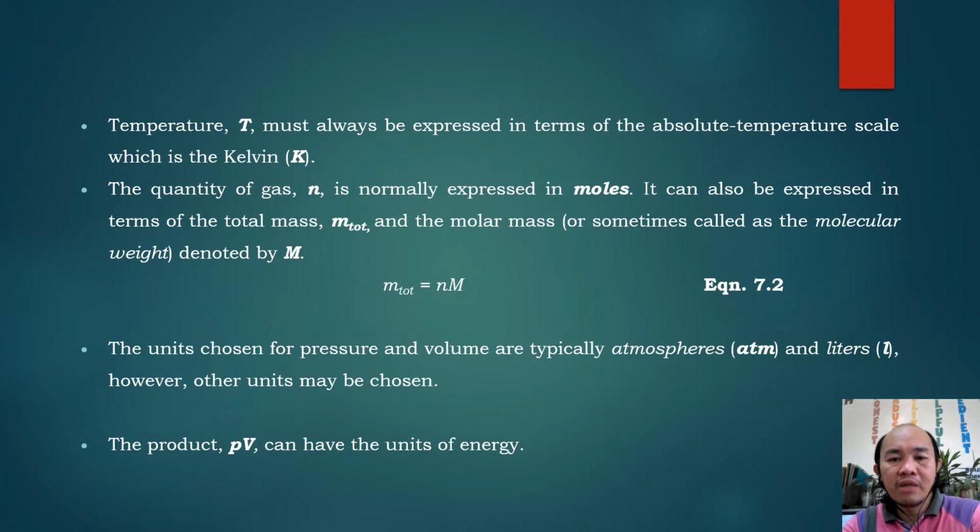The units chosen for pressure and volume are typically atmospheres and liters. However, other units may be chosen. The product PV can have the units of energy.